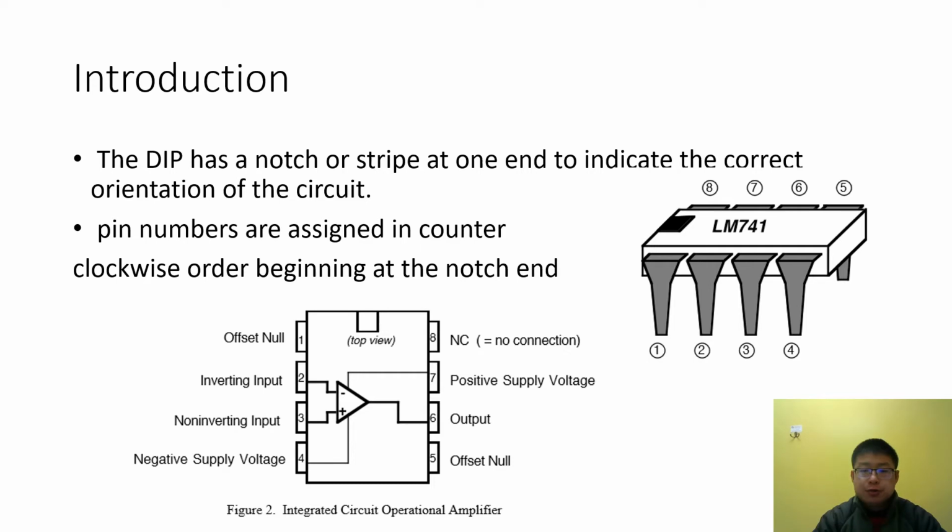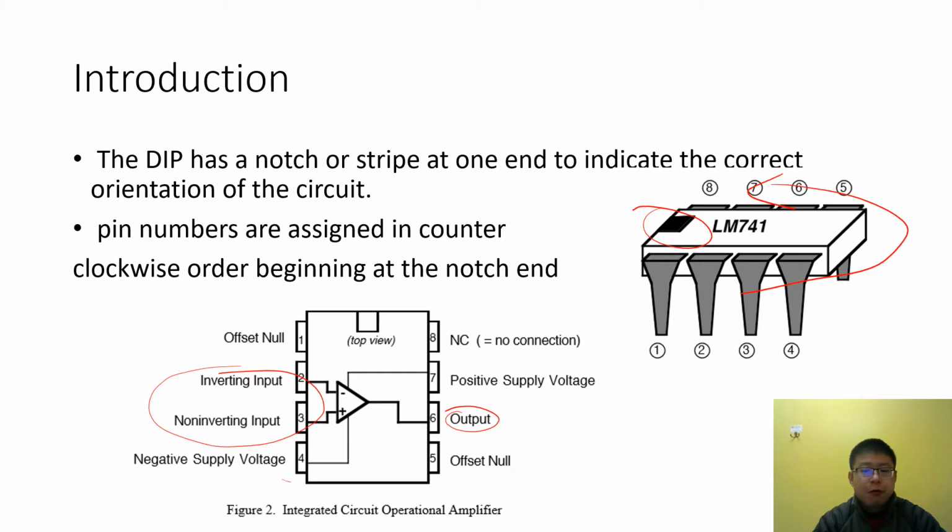Figure 2 shows the operational amplifier that we are going to use. There is a notch, and the pin numbers are assigned in counterclockwise order, beginning at the notch. So the pin numbers are 1, 2, 3, 4, 5, 6, 7, and 8 in the counterclockwise direction. We will use pin 2 and pin 3 as the inputs and pin 6 as the output.